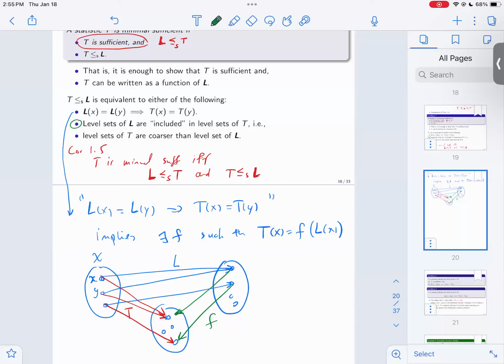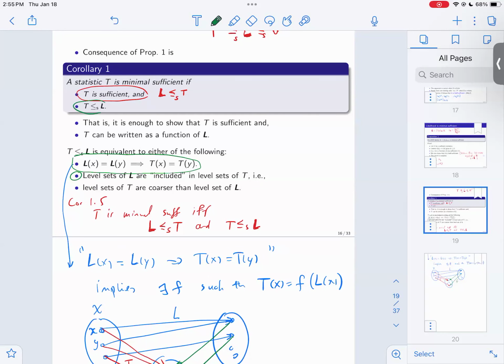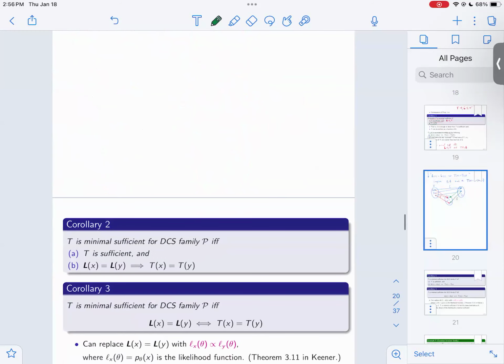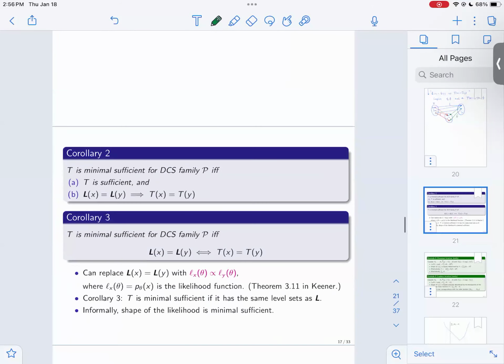Let's take this, and then think about this if you want. But this is the characterization that I'm going to replace the second criterion with. So T is minimal sufficient for the family if T is sufficient, and this implication holds.